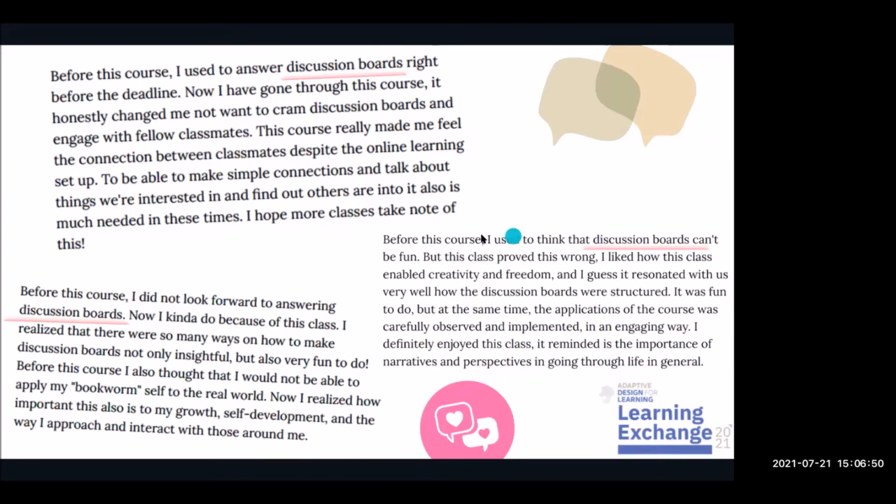So, ayun, let me read one. Before this course, I used to think the discussion board can't be fun. But this class proved this wrong. Na they can be creative, they are free to share their ideas. And babalik pa rin talaga dun sa structure ng discussion boards kung malinaw yung gagawin nila, yung rubric, kung ano yung paano sila i-assess sa task na yun.